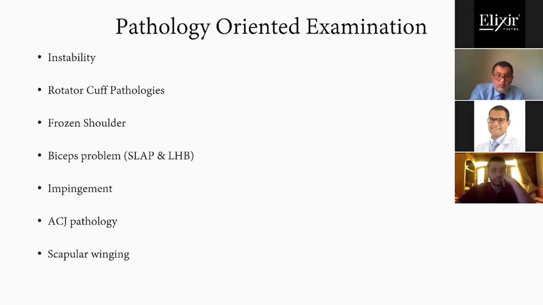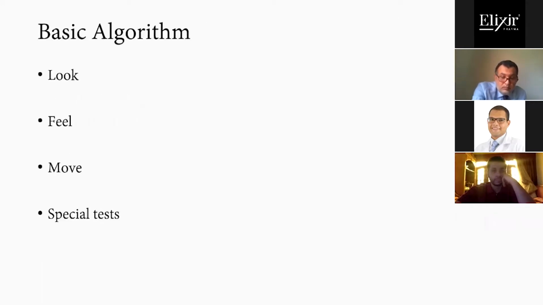What's the complaint? Is it an instability problem? Is it a rotator cuff pathology? Is it a biceps problem, etc.? So for your diagnosis, you have to put the history and the examination together. As in all orthopedic examination, the basic algorithm is look, feel, move, and then you perform the special tests needed, guided by the pathology you're looking for.